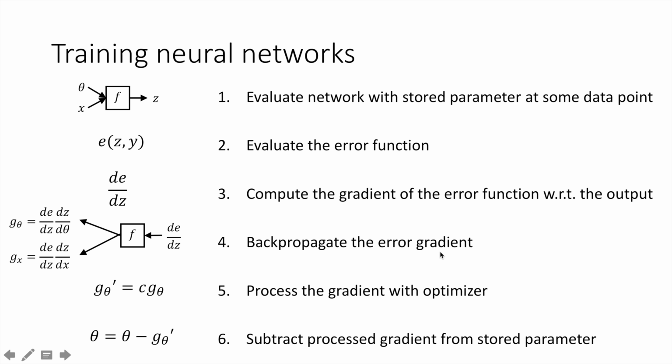This formalism, as shown here, corresponds to training with a batch size of 1. Of course, in reality, we might have a batch size larger than 1. This corresponds to carrying out these 6 steps in parallel for multiple data points x, y, and then subtracting the resulting g theta prime vectors from theta simultaneously.